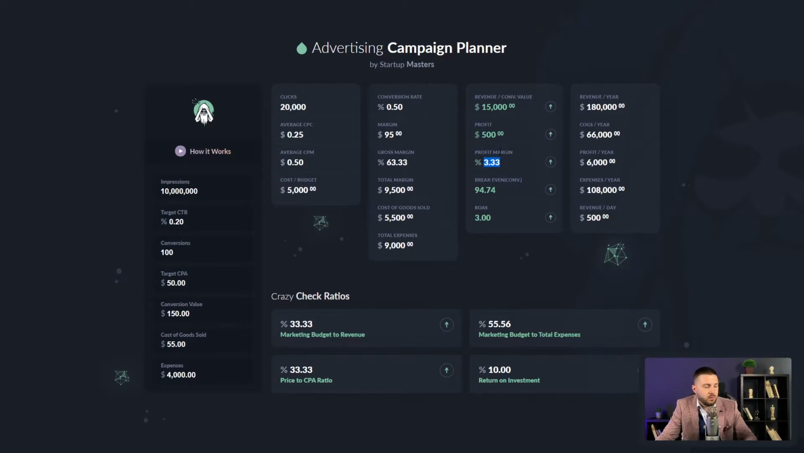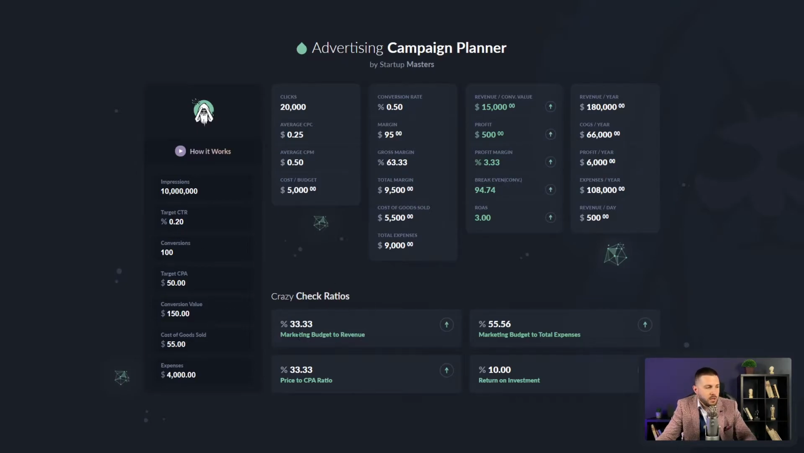Now, this means that our profit margin is going to be 3%, which is just to say that the profit is 3% of the revenue, and we need to make 94 sales in this campaign to break even, and we need to hit a return on ad spend of $3. So for each dollar that we put into advertising, we have to get $3 back, right? We are spending $5,000 for our ad campaign, getting back $15,000 in revenue. Right, this is what return on ad spend means.